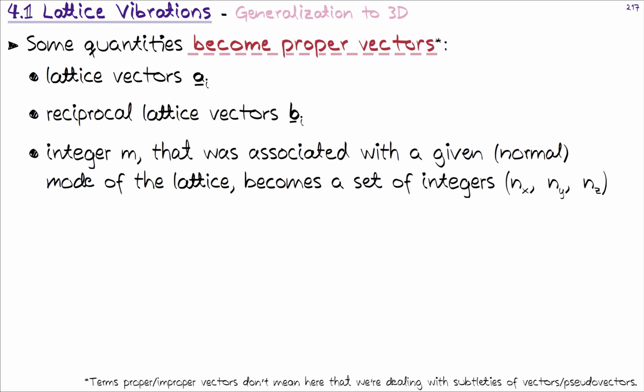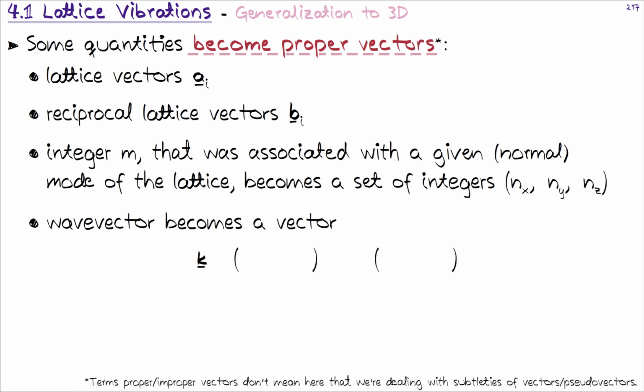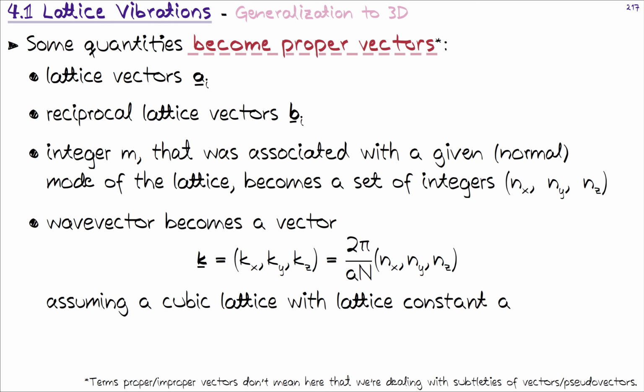We start summing, instead of over m or n, we start summing over many indices. And as the name suggests, the wave vector also becomes a true vector. So k also starts having these k_x, k_y, k_z components, and that's the nature of it. In terms of definition, k is the amplitude of 2 pi over a times n_x, n_y, and n_z, assuming that we have a cubic lattice, so that the lattice constants a_i are all the same constant a. In the more general case, we cannot take the lattice constant out, but should leave it here because the lattice constant might depend on the direction.